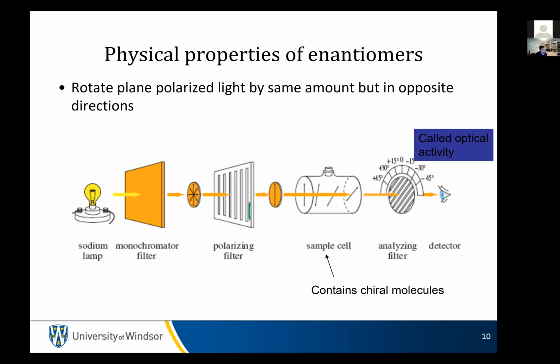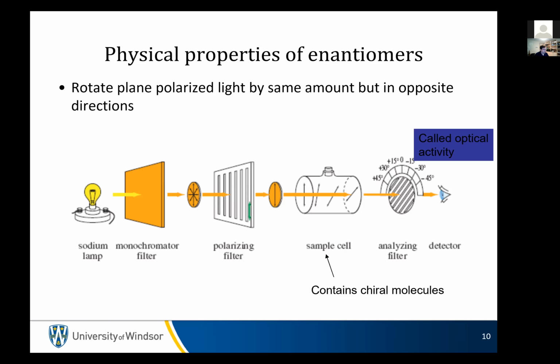If the cell contains chiral molecules and an imbalance of chiral molecules, then it will rotate the light. If it contains an equivalent amount of R and S of one molecule, they'll cancel each other out. The R will pull it over by a certain angle, the S will pull it over by the opposite angle, and they'll cancel out to 0.